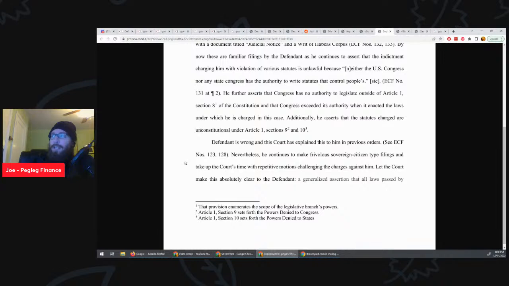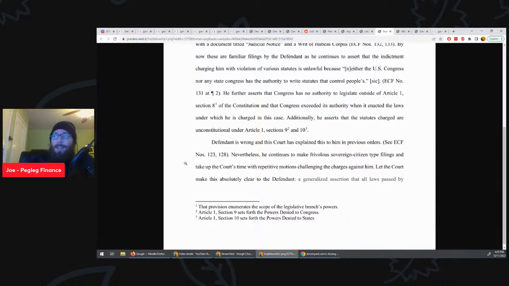Additionally, he asserts that the statutes charged are unconstitutional under Article 1, Section 9, which sets forth the powers denied to Congress, and Section 10, which sets forth the powers denied to the states, such as the Contracts Clause. Defendant is wrong, and this court has explained to him in previous orders. See ECF numbers 123 and 128.